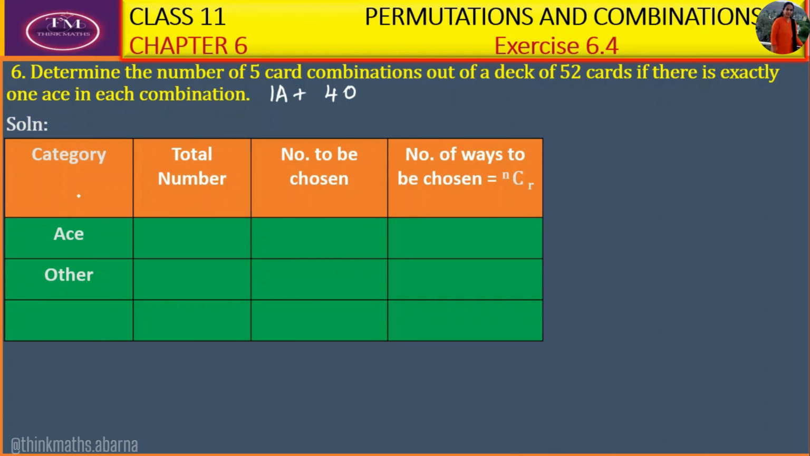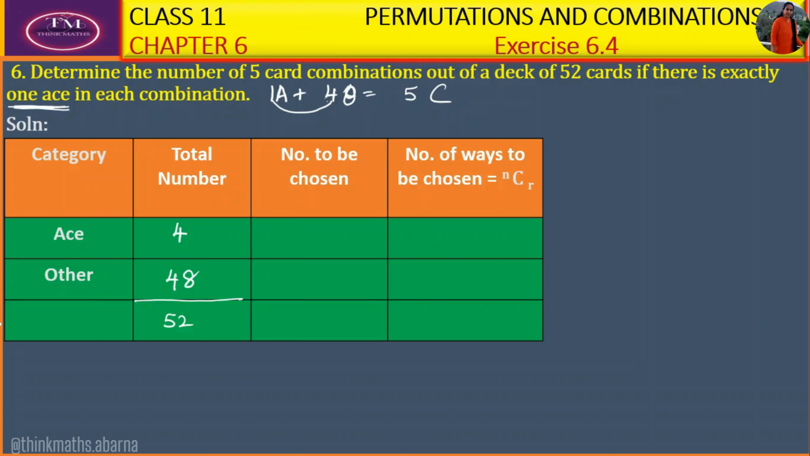So the categories are aces and other cards. How many ace cards do we have? It is 4. The remaining are all other cards. So in total you have 52 cards. In 52, 4 are aces. So 52 minus 4 is 48, the other cards. How many to be chosen? From 4 ace cards, we have to choose one ace for each combination. So there should be in total 5 cards, 1 plus 4 is 5, in each combination.